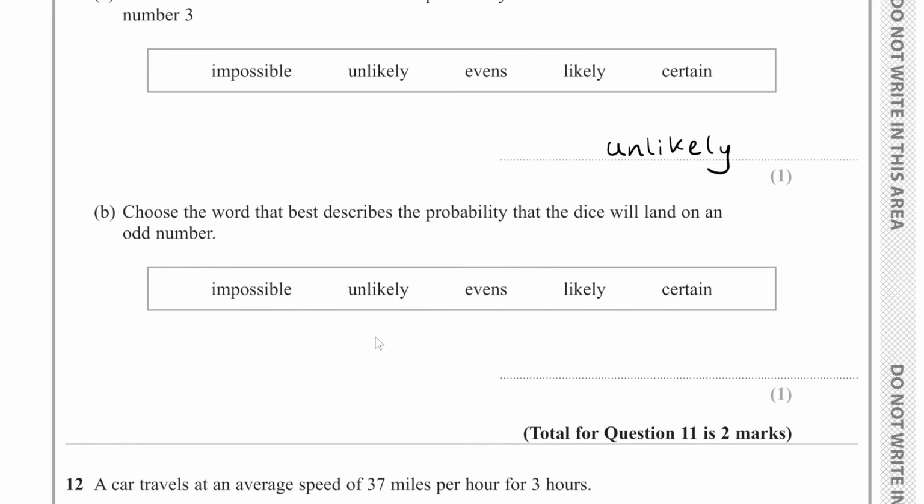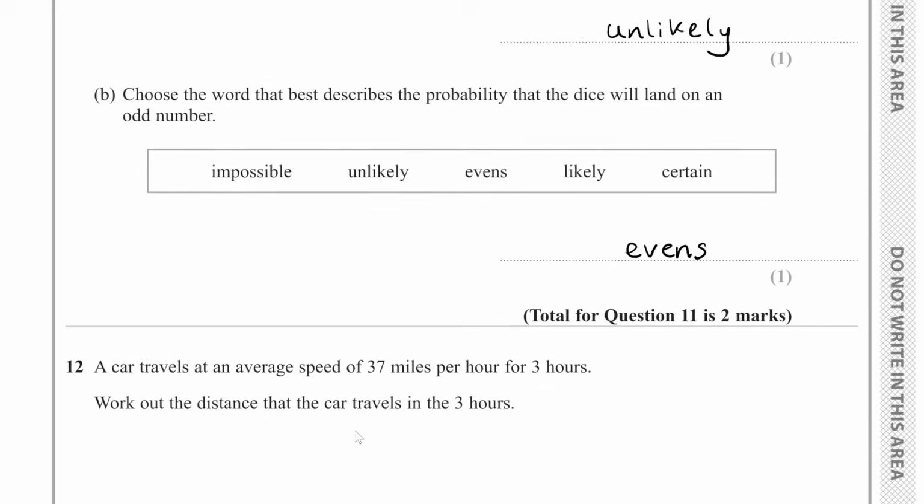Choose the word that best describes the probability the dice will land on an odd number. So there are 3 odd numbers, 1, 3 and 5, and 3 even numbers, 2, 4 and 6. So it's evens. There's a half chance of getting an odd.